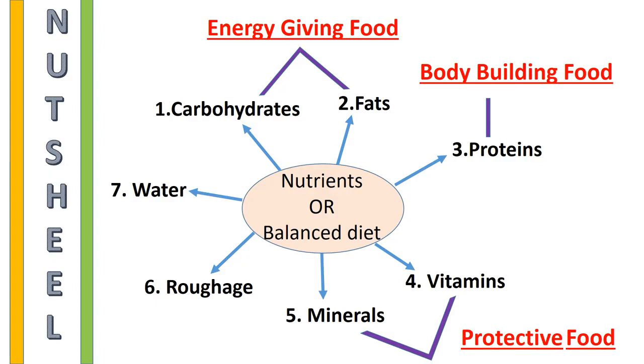Now, carbohydrates and fats perform the role of giving energy in our body. Hence, they are also known as energy giving food. On similar grounds, proteins are used to make new cells and repair the body tissue. Hence, it is also called bodybuilding food. On similar grounds, vitamins and minerals help in protecting our body against diseases. They have got the name protective food.